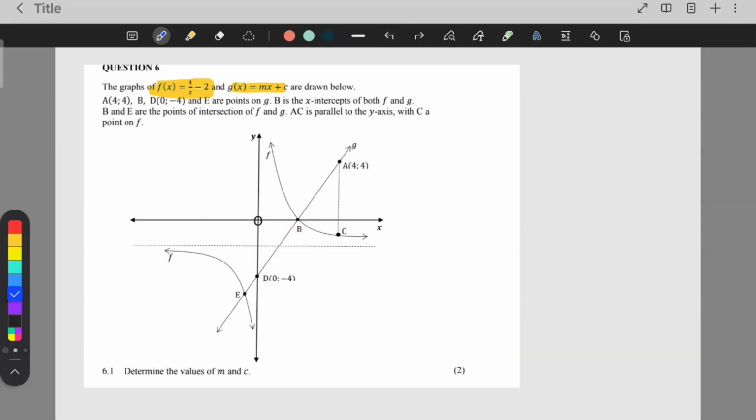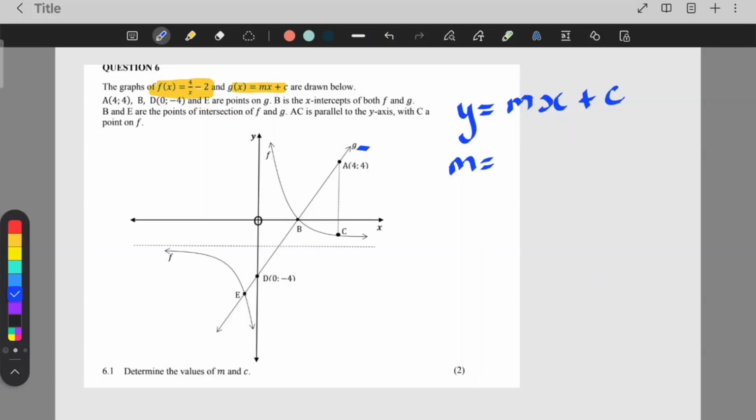Question 6.1 says, determine the values of m and c. Now, m and c, they are here in the straight line. So the question is actually, find the equation of a straight line. So when you have to find the equation of a straight line, you write this down. y is equal to mx plus c. m refers to the gradient of the line.